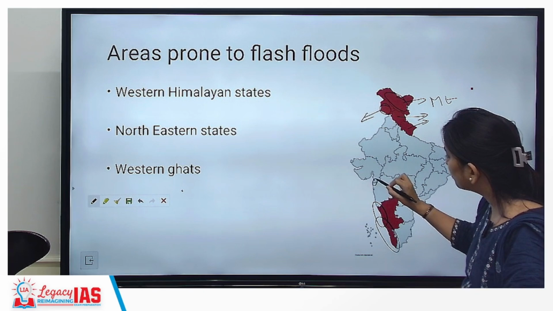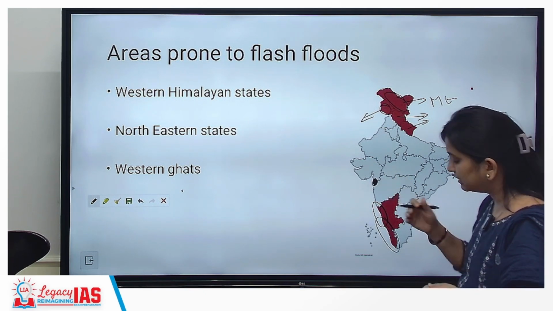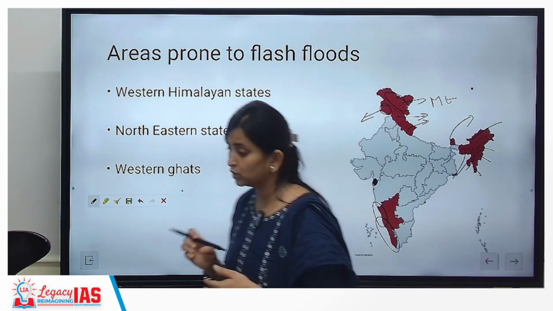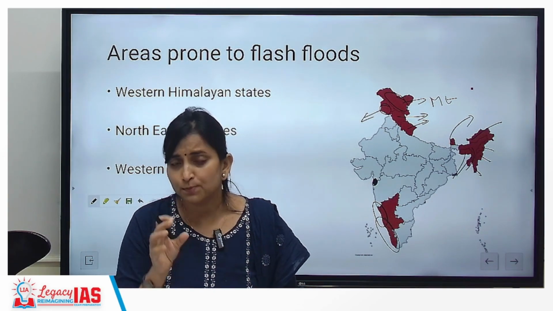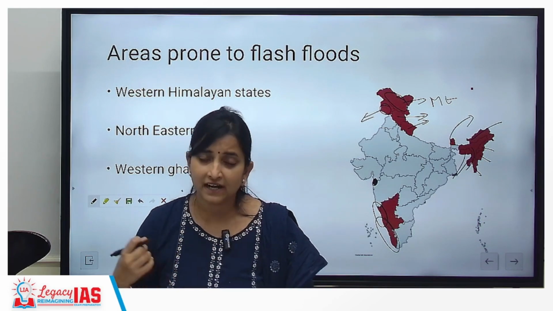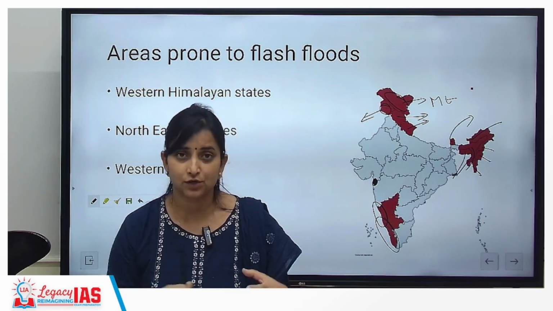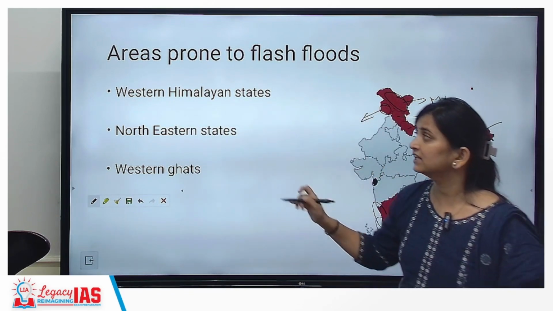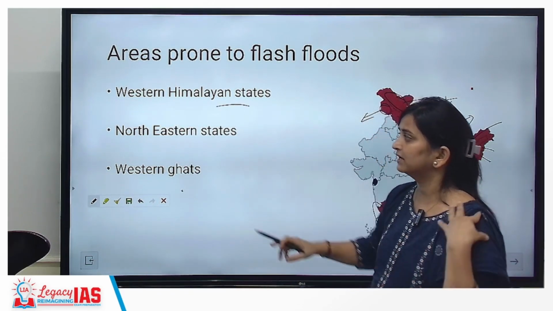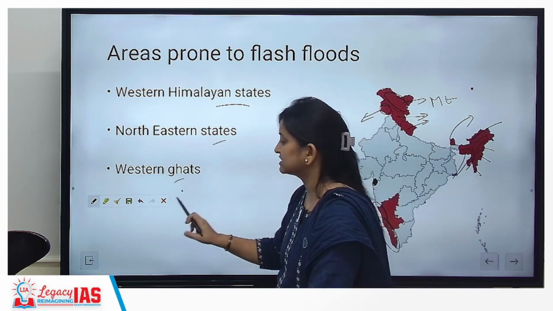It is also a small strip of area between the border of Gujarat and Maharashtra, where it is possible, because you have a small gap between the Western Ghats, so whatever clouds are entering that area can get trapped, and it will cause heavy rainfall in those areas. So these are largely the areas that are prone to flash floods: Western Himalayan states, Northeastern states and the Western Ghats.